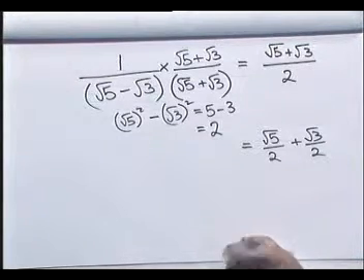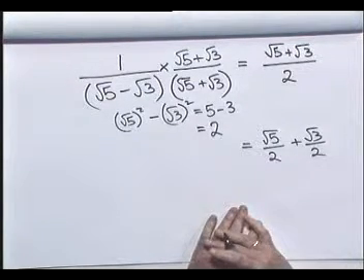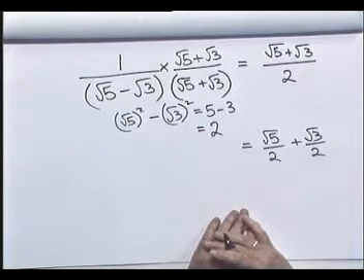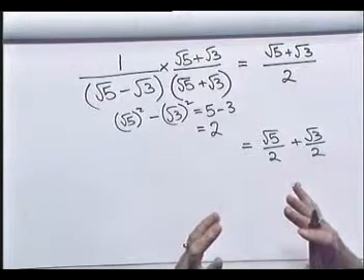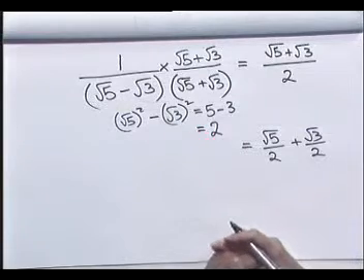So that's it. That's how you rationalize surds. You have to make the surd denominator into a whole number by multiplying the fraction by another fraction, which is 1. And it's helpful to remember the difference of two squares.